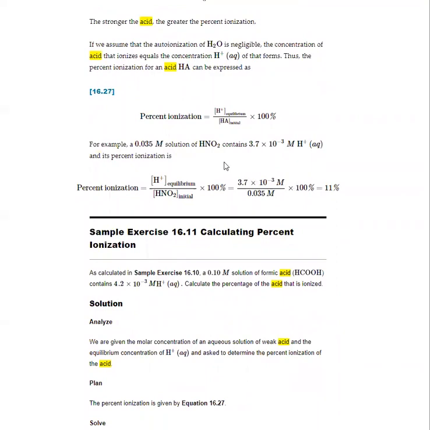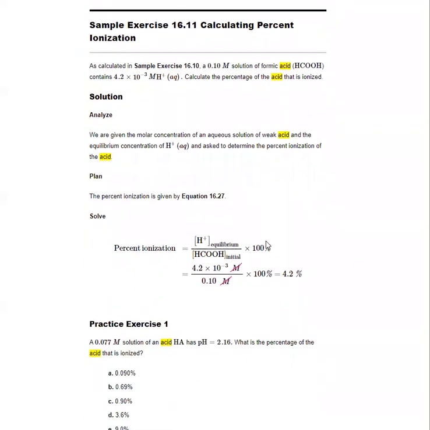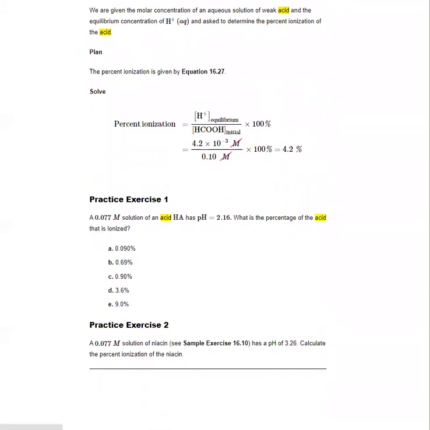For this, that's the constant. This is the concentration of the acid originally. That's the concentration of the H plus. So you do the concentration of the H plus over the concentration of the acid times 100 equals 11. These are just all practice problems. Next page.